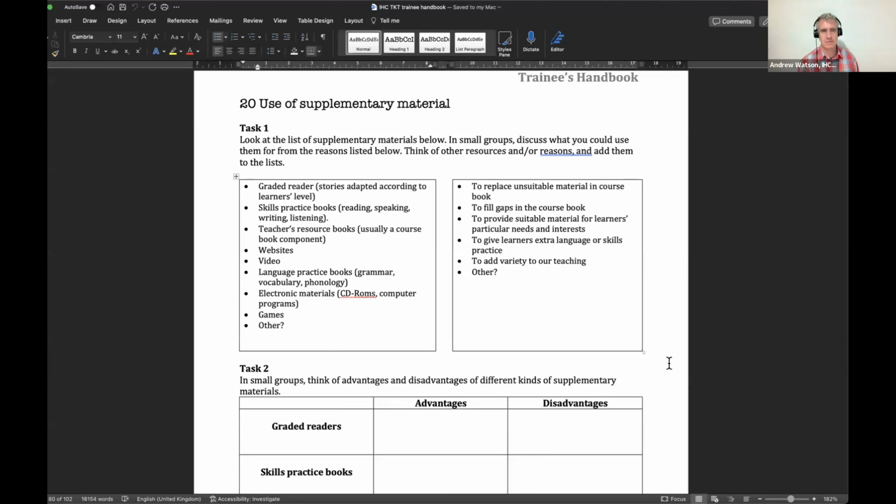Okay, so the instructions are: look at the list of supplementary materials below. In small groups, discuss what you would use them for, from the reasons listed below. So here are the reasons with the infinitive "to" here, okay? And let's think of other resources and/or reasons and add them to the list below. Okay, so to get you started with graded readers.